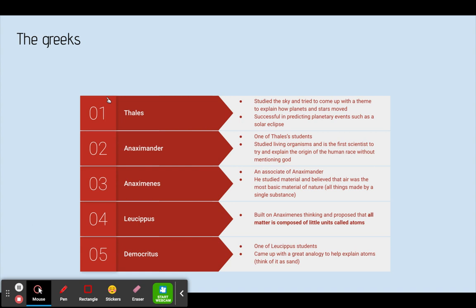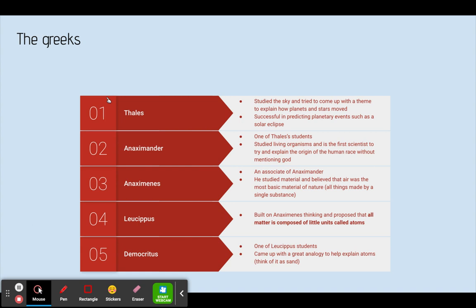Anaximenes was an associate of Anaximander, and he studied material and believed that air was the most basic material of nature, and that all things are made by a single substance. This is not right. However, Leucippus built on Anaximander's thinking and proposed that all matter is composed of little units called atoms. Now, this is really important because this is actually true.